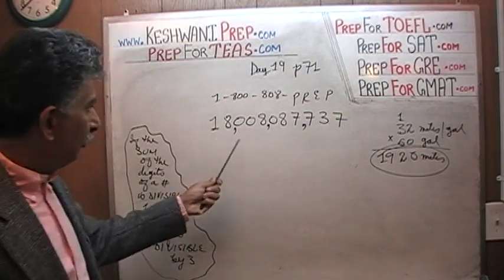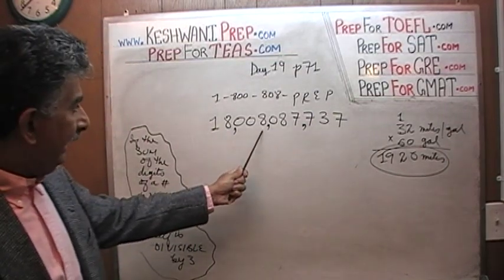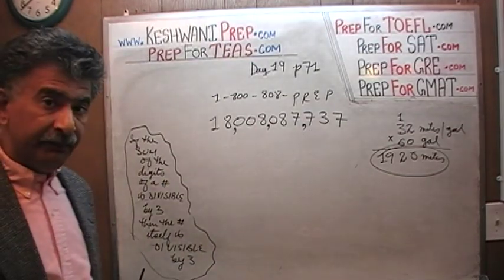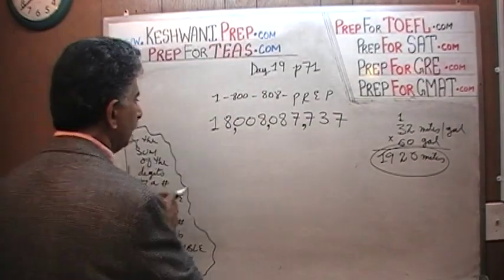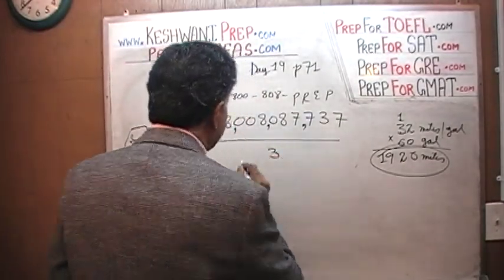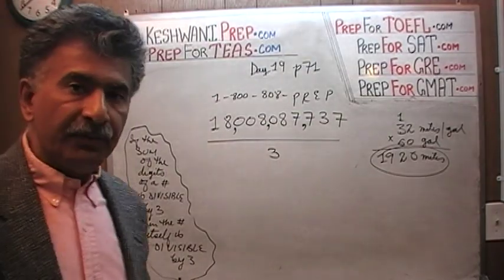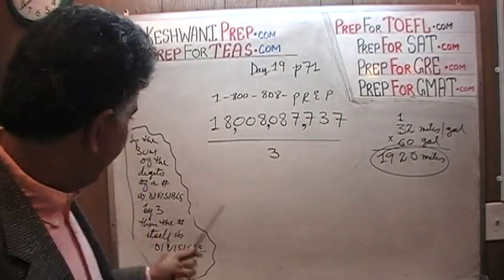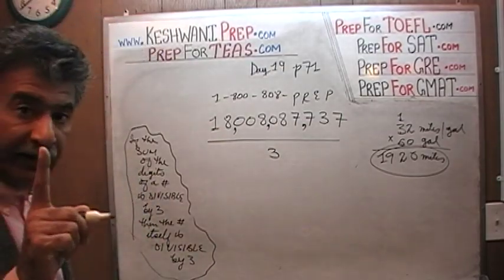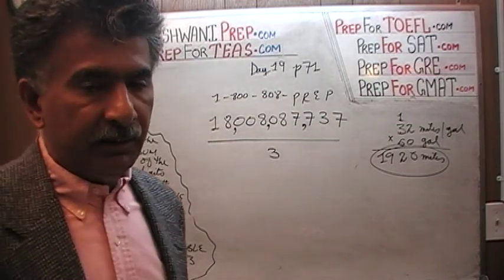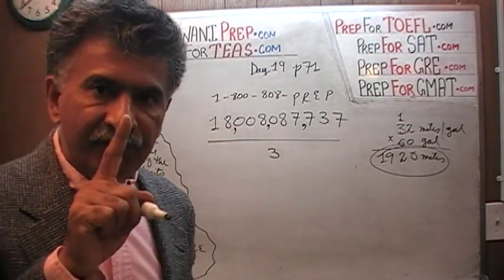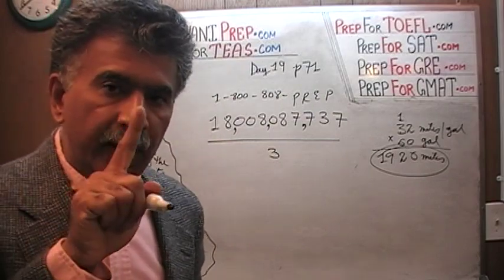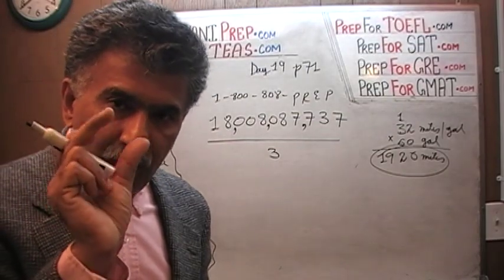What is this number? This number looks to me like it is 18,008,087,737. Is this divisible by 3? Let's find out. We're trying to divide it by 3. Now, listen very carefully. The theory dictates that I actually sit here and add up all the digits. Sum of the digits has to be divisible by 3. That's what the theory dictates. But in reality, you can cheat. You don't have to add up every single digit to see if the total sum of all the digits is divisible by 3. You can look at one digit by itself or a subgroup of it.